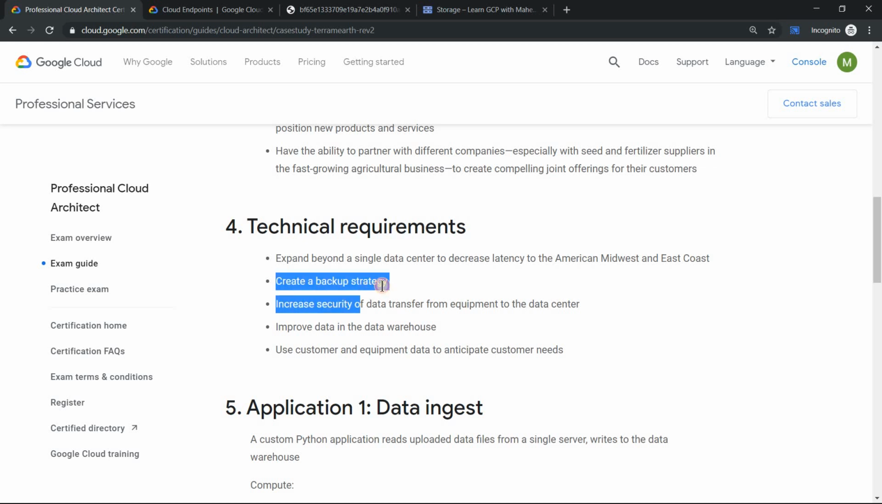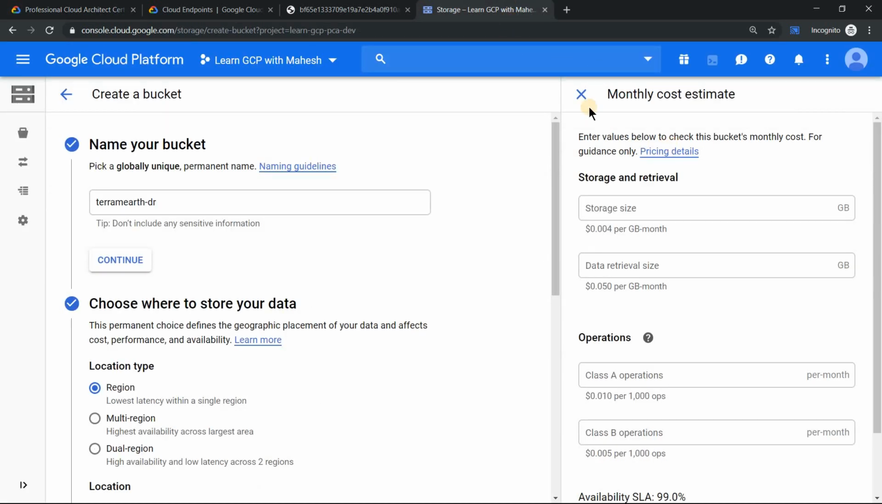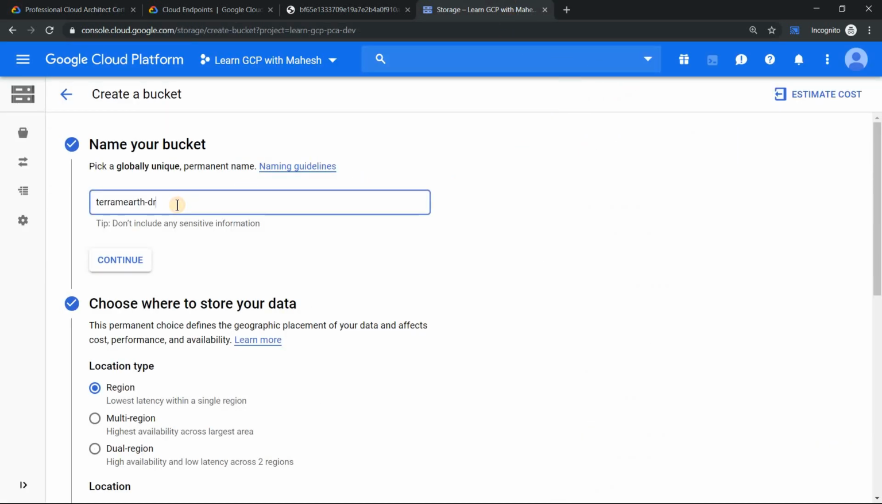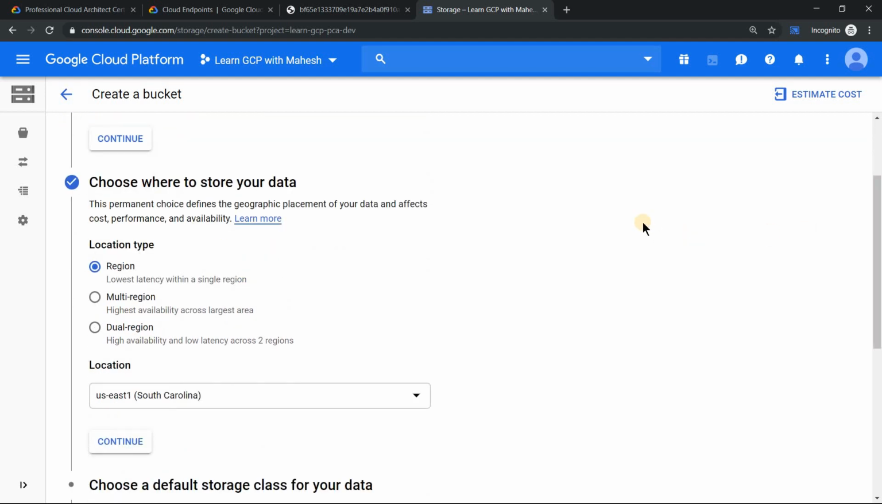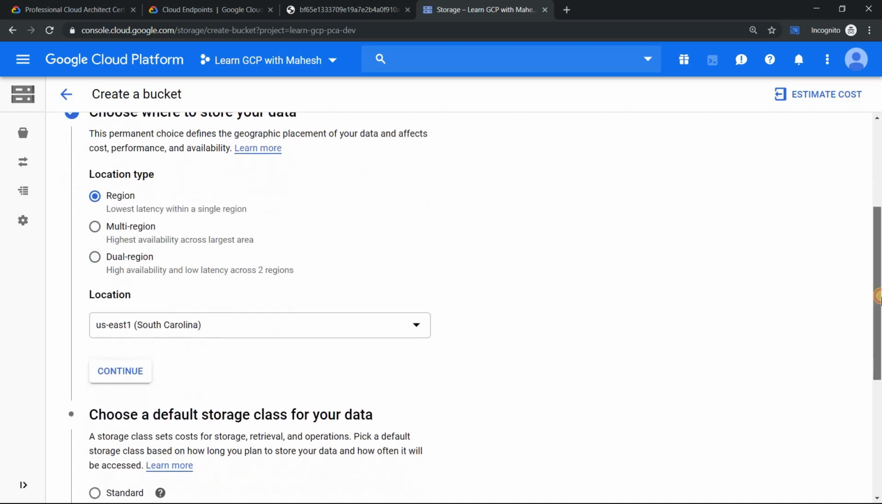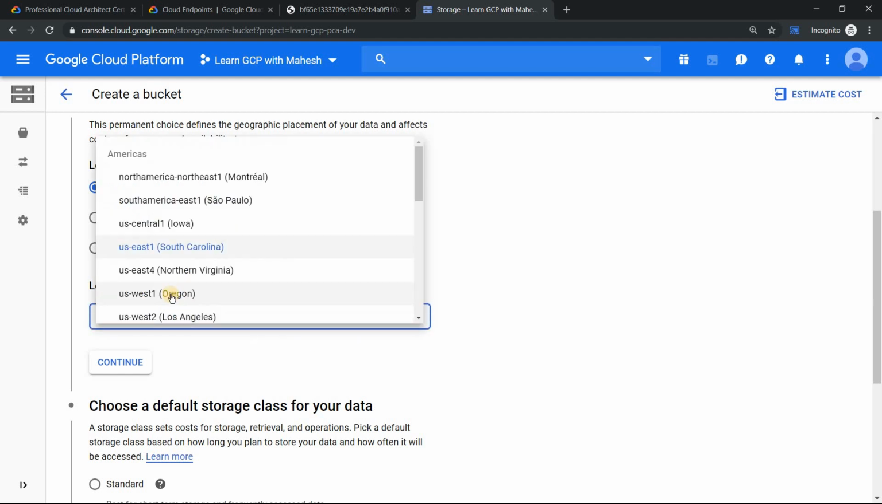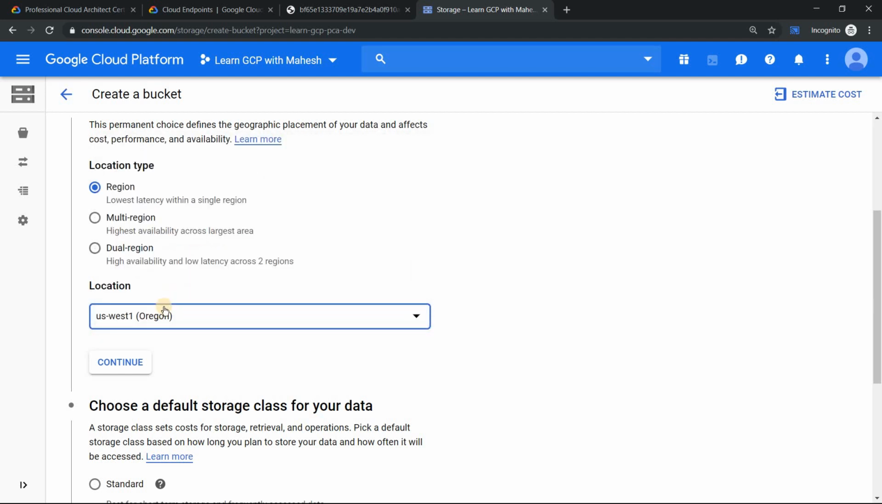So creating a backup strategy, maybe primarily it is talking about storage. So Google Cloud Storage could be a good choice in this case, where you can have a storage bucket, and based on the requirement, it could be a regional one or a multi-regional one. It's for backup purpose. I would preferably use a regional one, so that I can specify whether it has to be in US West or in US East.